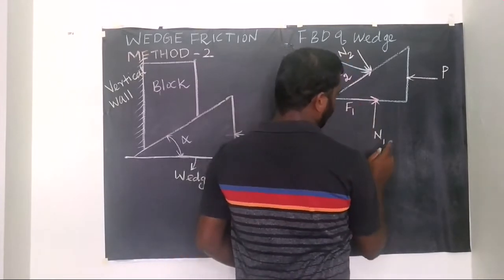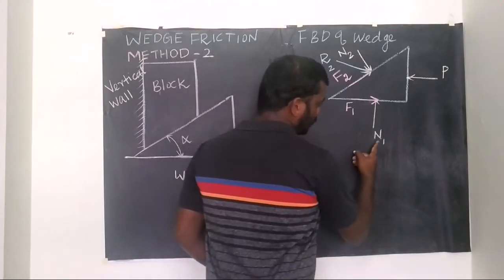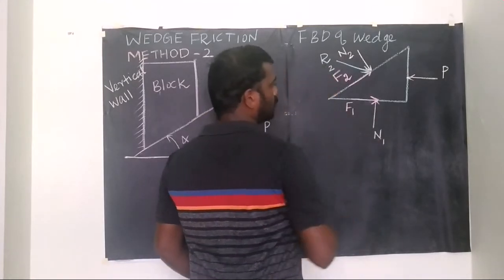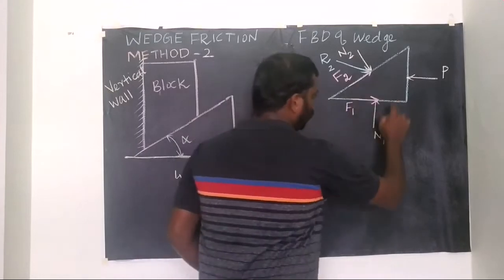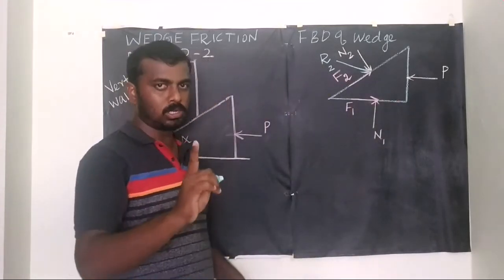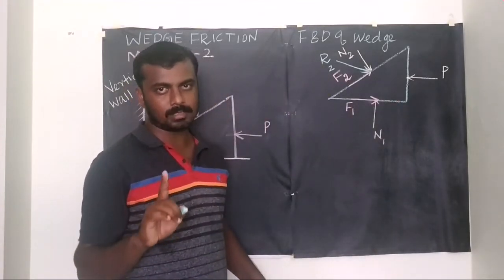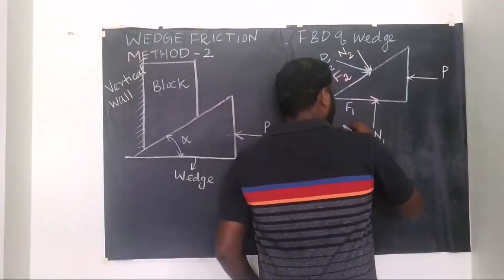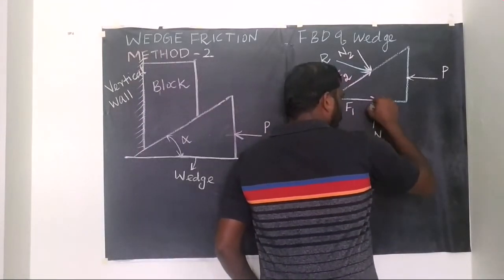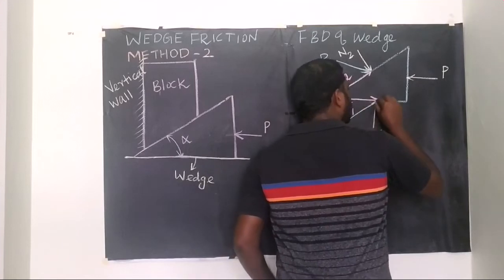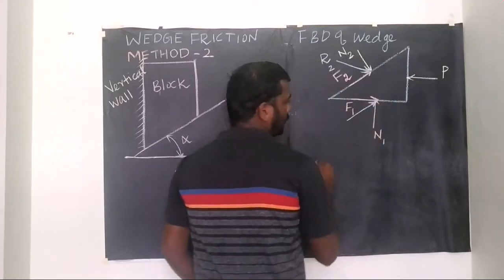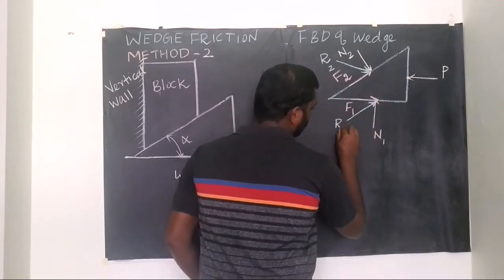Then here we have two reactive forces. One is the normal force, one is the limiting friction force. These two forces are replaced by one single force, that is called the resultant force. So the resultant force will come in between these two forces. That is mentioned by the letter R1.